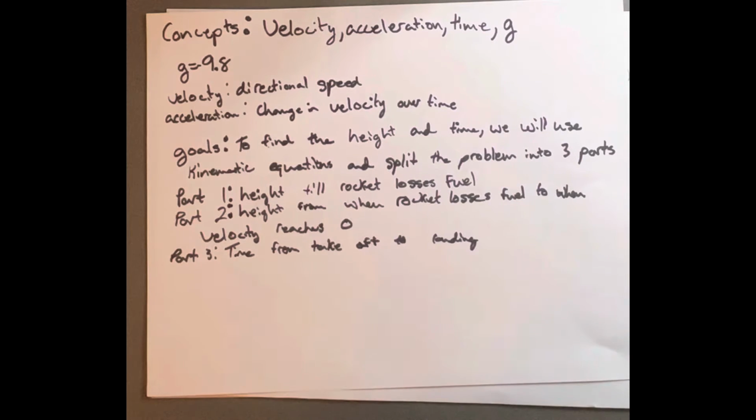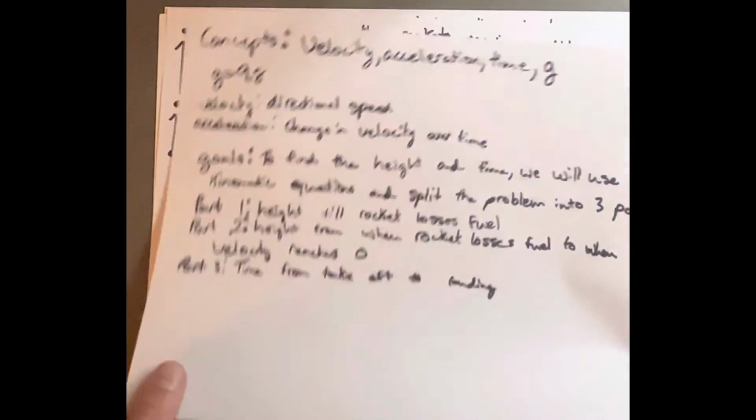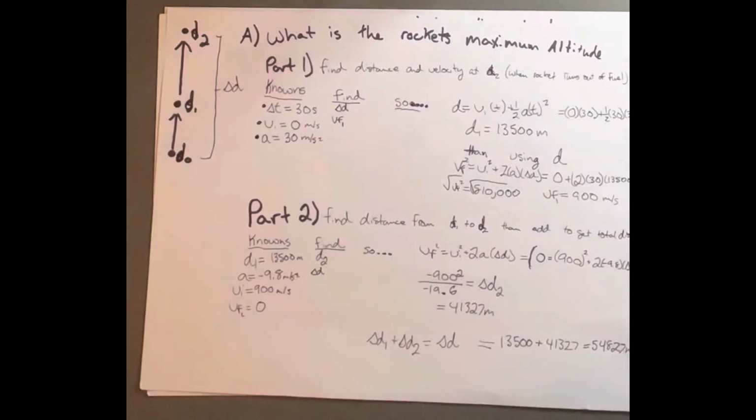The first part, we're going to find the height from takeoff to when the rocket loses fuel, so the fuel is 0. And then part 2, we're going to find the height from when the rocket loses the fuel to when the velocity reaches 0. And then part 3, the time from takeoff to landing.